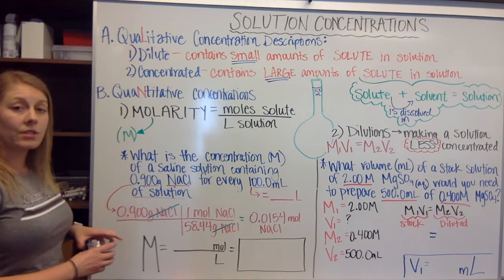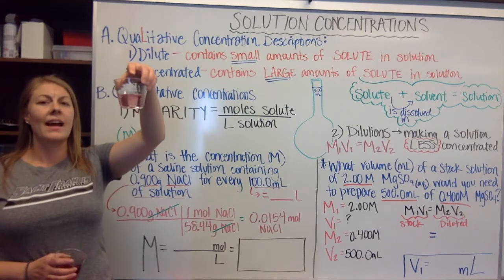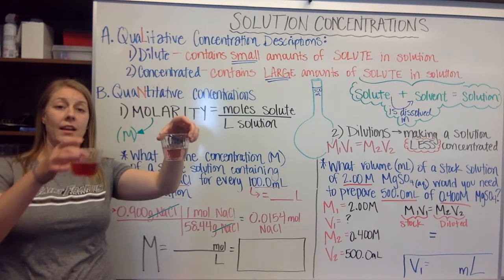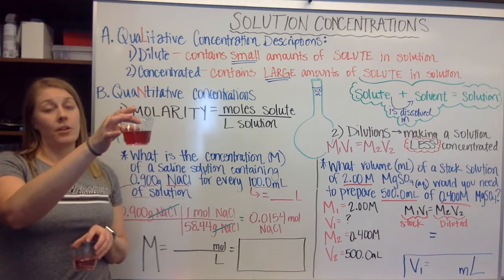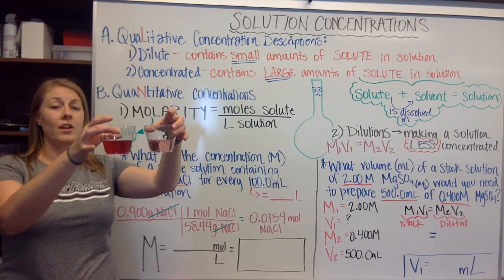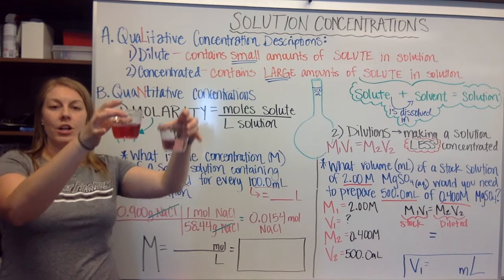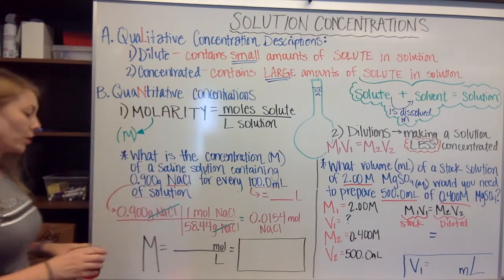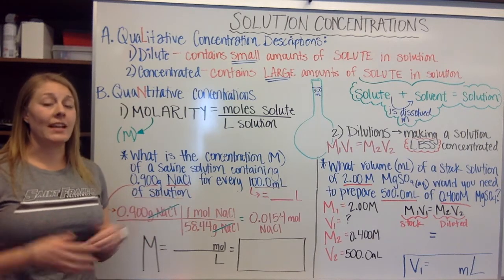A dilute solution is one that has smaller amounts of solute in a solution. A concentrated solution is one that has larger amounts of solute in the solution. So you can see that the concentrated one of this Minute Maid fruit punch is quite a bit darker than the dilute one, and that dilute one has more water in it to make it more dilute. That's it for qualitative descriptions.